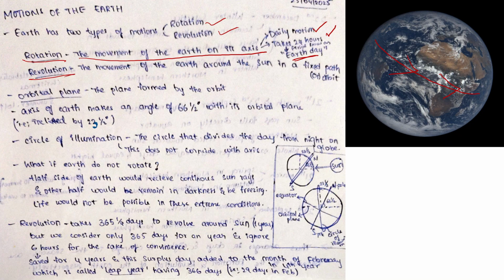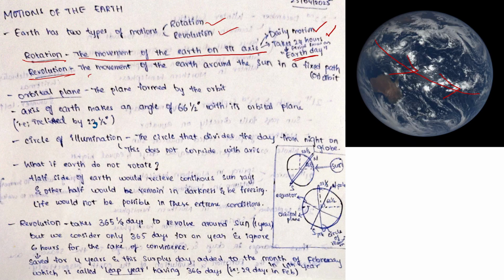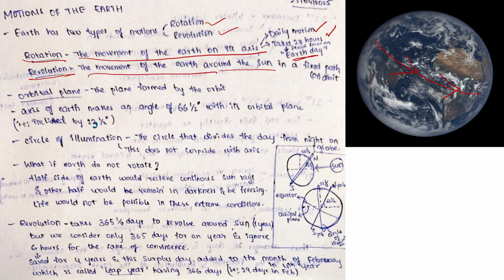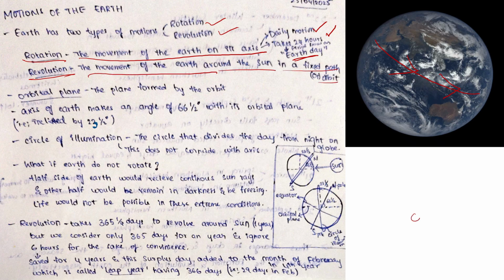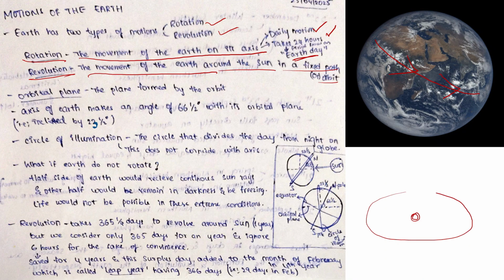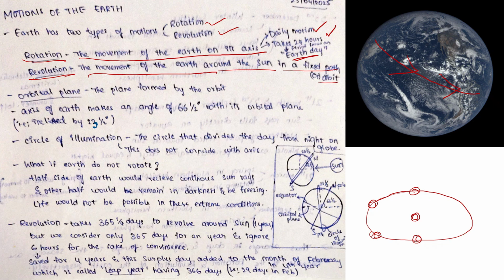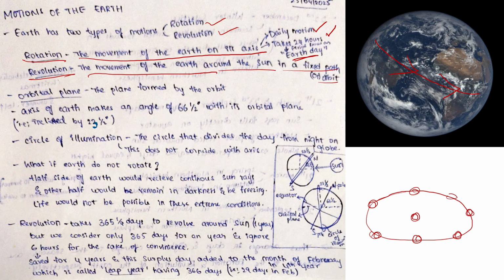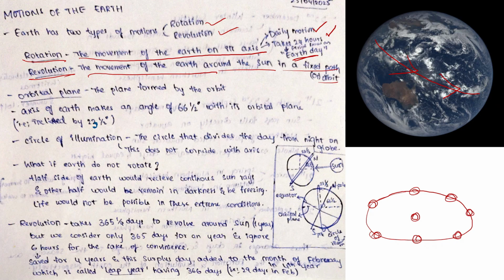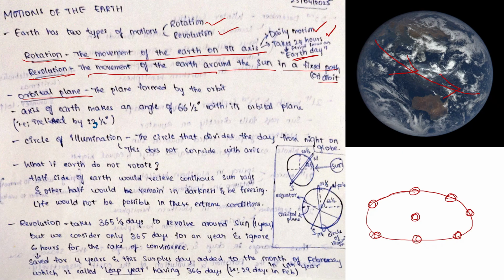Now let's see what is a revolution. Revolution is nothing but the movement of the earth around the sun in a fixed path or orbit. This is sun. This is the elliptical orbit of the earth. This can be earth, which is revolving around the sun in an elliptical orbit which is fixed. Now let's see what is an orbital plane.